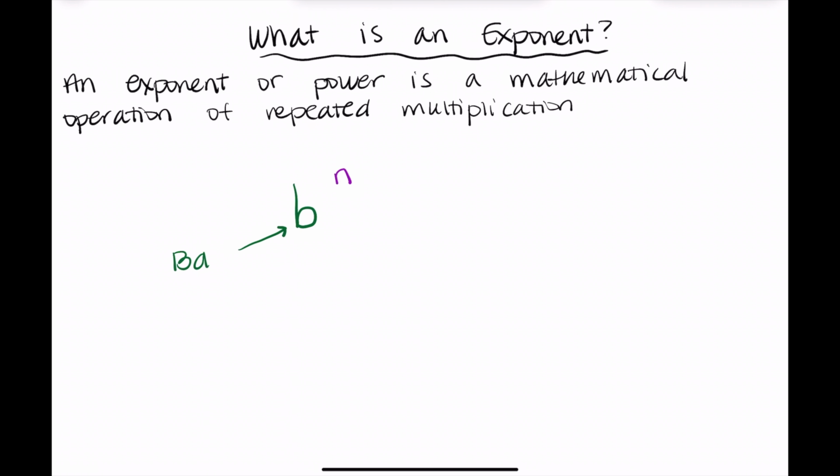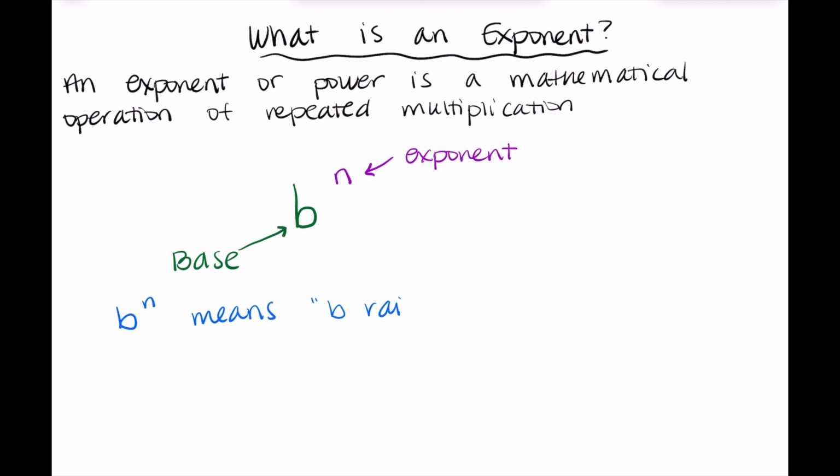So what is the notation? The notation consists of two parts. You have your base, which I have here in green, and your exponent, which I have here in purple. So B is our base, N is our exponent. How would we say this? B to the N, right? Or how we would say and speak this notation is B to the N means B raised to the power of N. So feel free to write this explanation in your notebook.